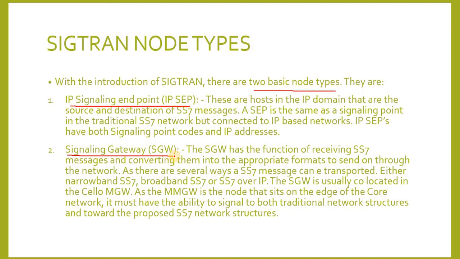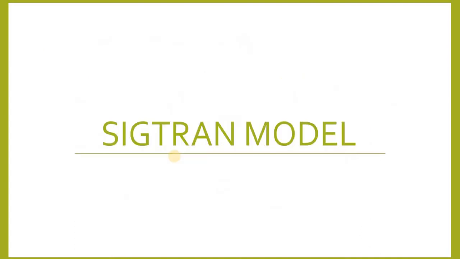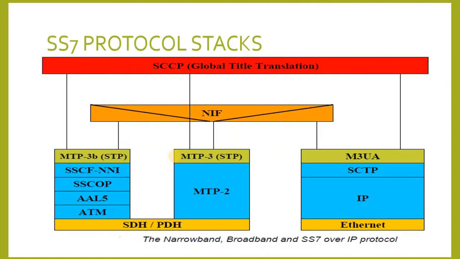SIGTRAN model. SS7 protocol stacks. As we have seen in the previous chapters on MTP layers 1 to 3 and broadband SS7, SS7 over ATM, there are protocol stacks associated with the efficient and reliable transfer of SS7 messages across the network. In narrowband SS7, MTP layer 2 provides the reliability with error correction and detection. This was provided by SSNM in the ATM protocol stacks. In SIGTRAN we use a new protocol called Stream Control Transmission Protocol, SCTP.